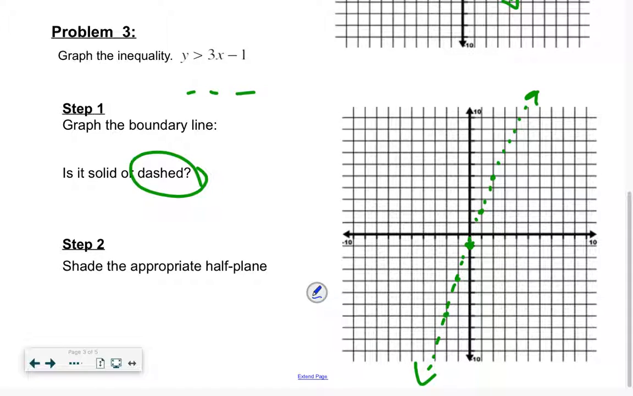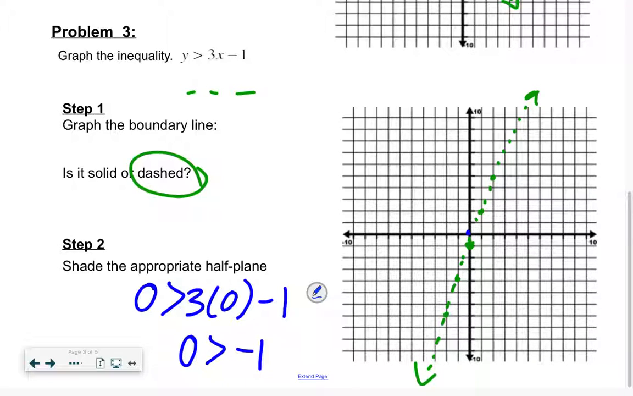Then we gotta pick a side to shade. So 0, 0 you can use. Sometimes I don't like to pick close ones because it's not as obvious. What do you guys want to do? Use 0, 0? Okay. So 0, 0 is on the left half of our line. So 0 greater than 3 times 0 minus 1. Is 0 bigger than negative 1? Yes. So it works, so we shade that half of it.